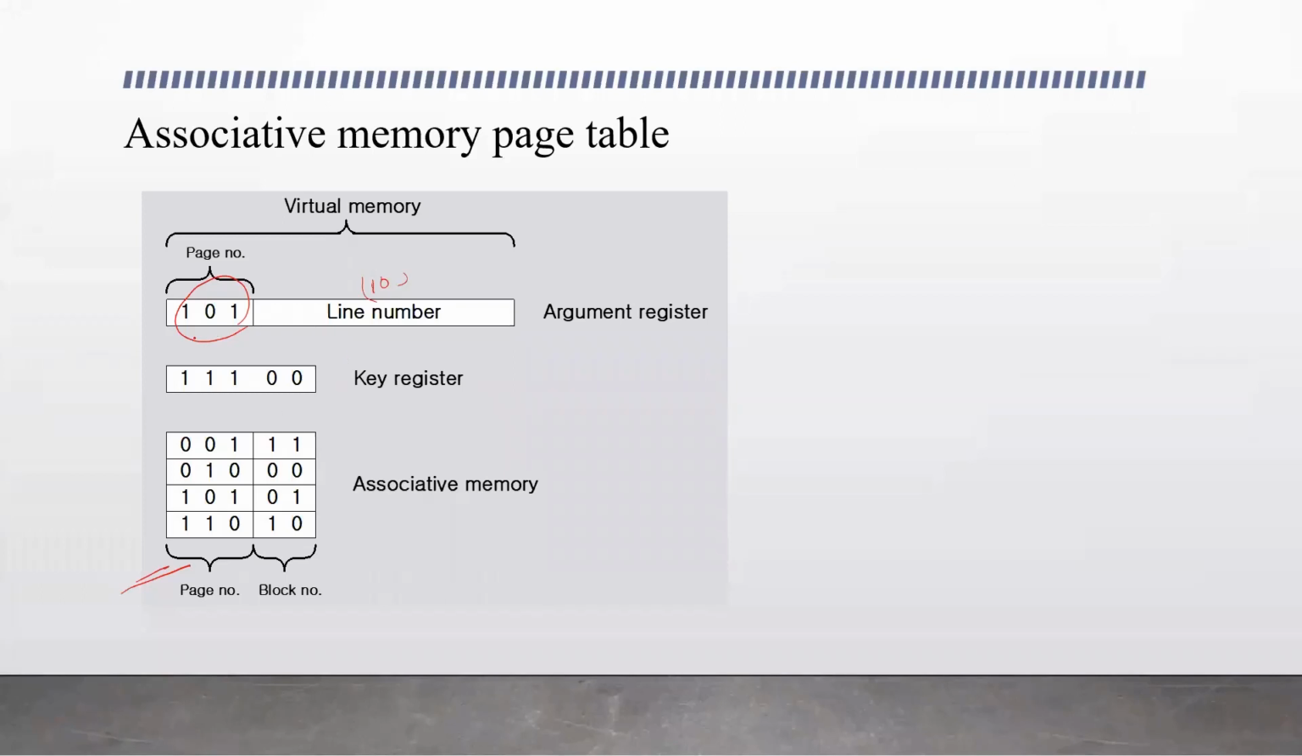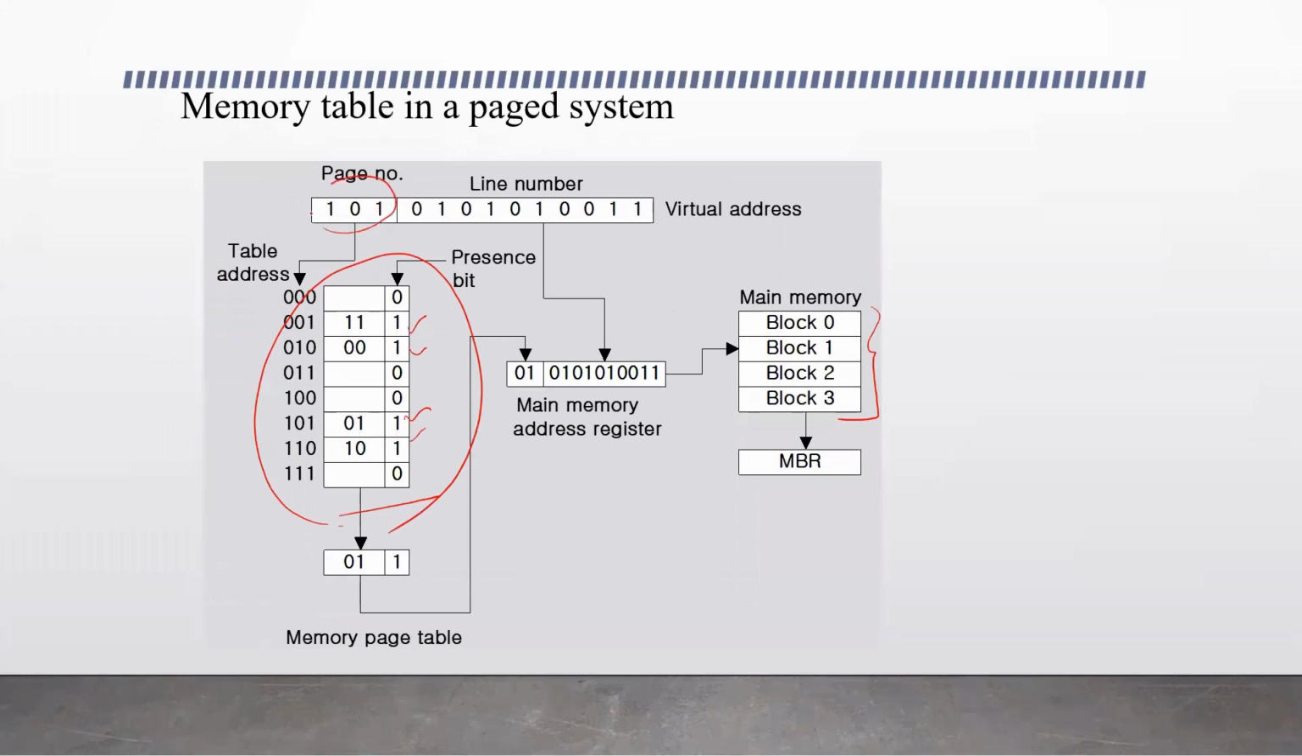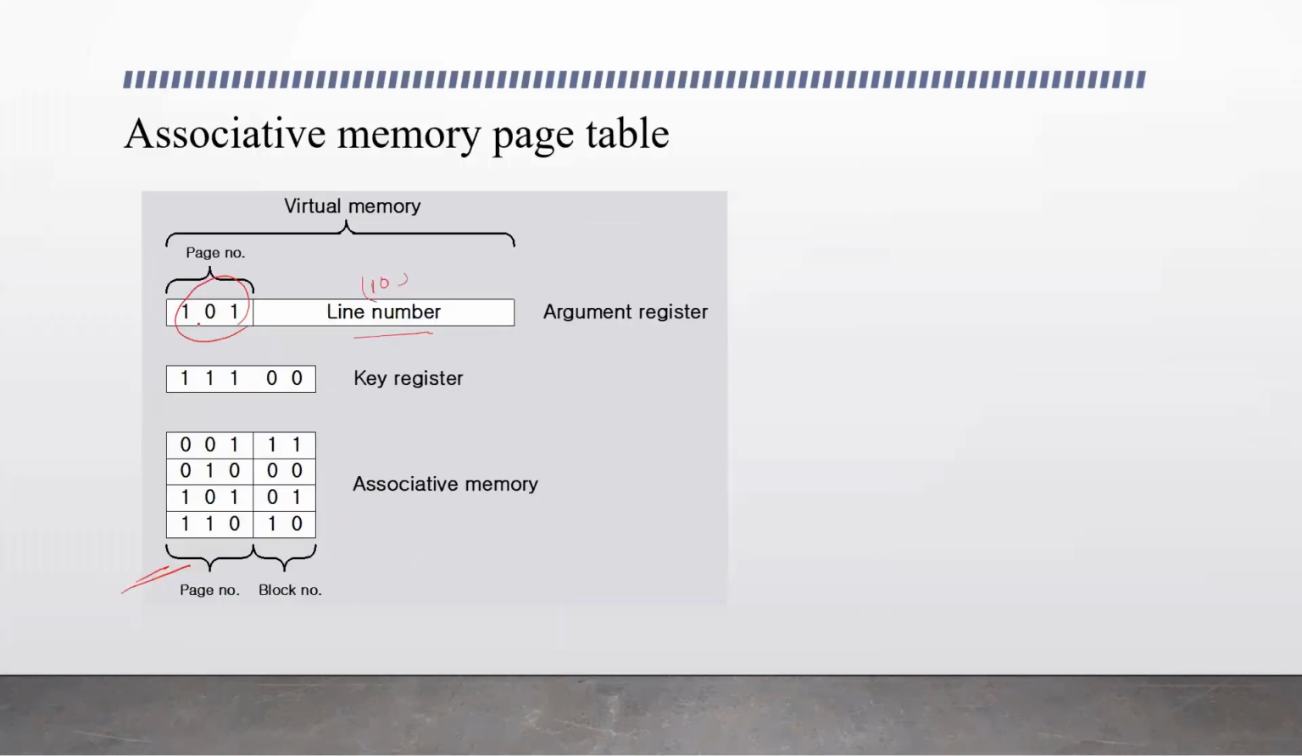We don't need to compare the entire content of this virtual address with the memory content. So to identify the key, what is the key we use here to compare? We use the page number to identify the page and find the corresponding block in main memory. So here the key is 101, the page number. In the key register, these bits are set to 1 and the other bits are 0. The key is now compared with the content of this associative memory.